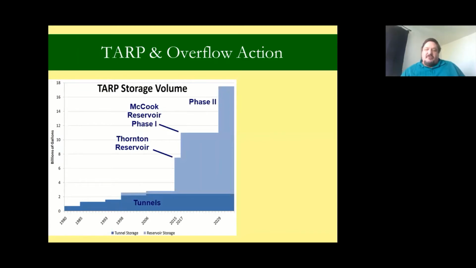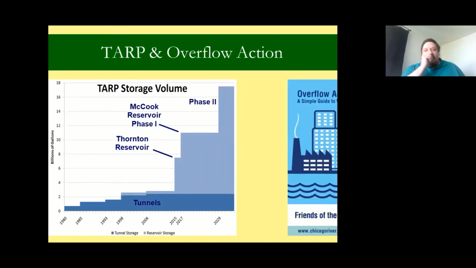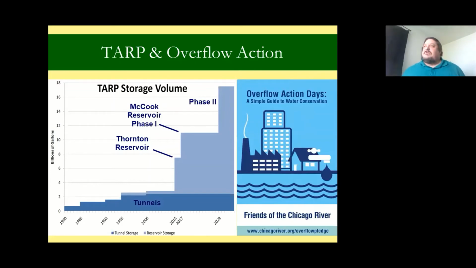Something that Friends has been doing in parallel with the TARP construction is a program called Overflow Action Days. If you're interested, Overflow Action is a program to alert you when there is an overflow or a combined sewer overflow, and it's a program to tell you how to manage stormwater better so that it doesn't get into the river in the first place. If we can slow some of that stormwater down by putting in rain barrels or other green infrastructure, permeable surfaces to allow it to soak into the ground, we'll stop it from getting into the river, and that will alleviate some of the problems with the combined sewer overflows and increase water quality.